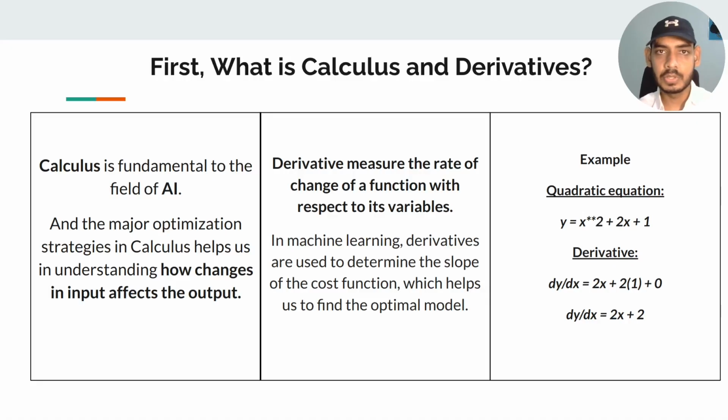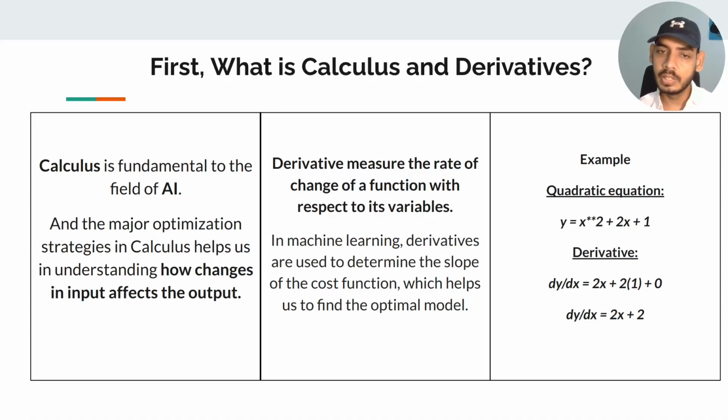Derivatives measure the rate of change of a function with respect to its variables. If f of x is equal to x square, and I take the derivative of that function, I get dy by dx, in this case f dash of x, is equal to 2x. Whatever different values I put for x, there will be a corresponding change in f of x. That is the basic definition.